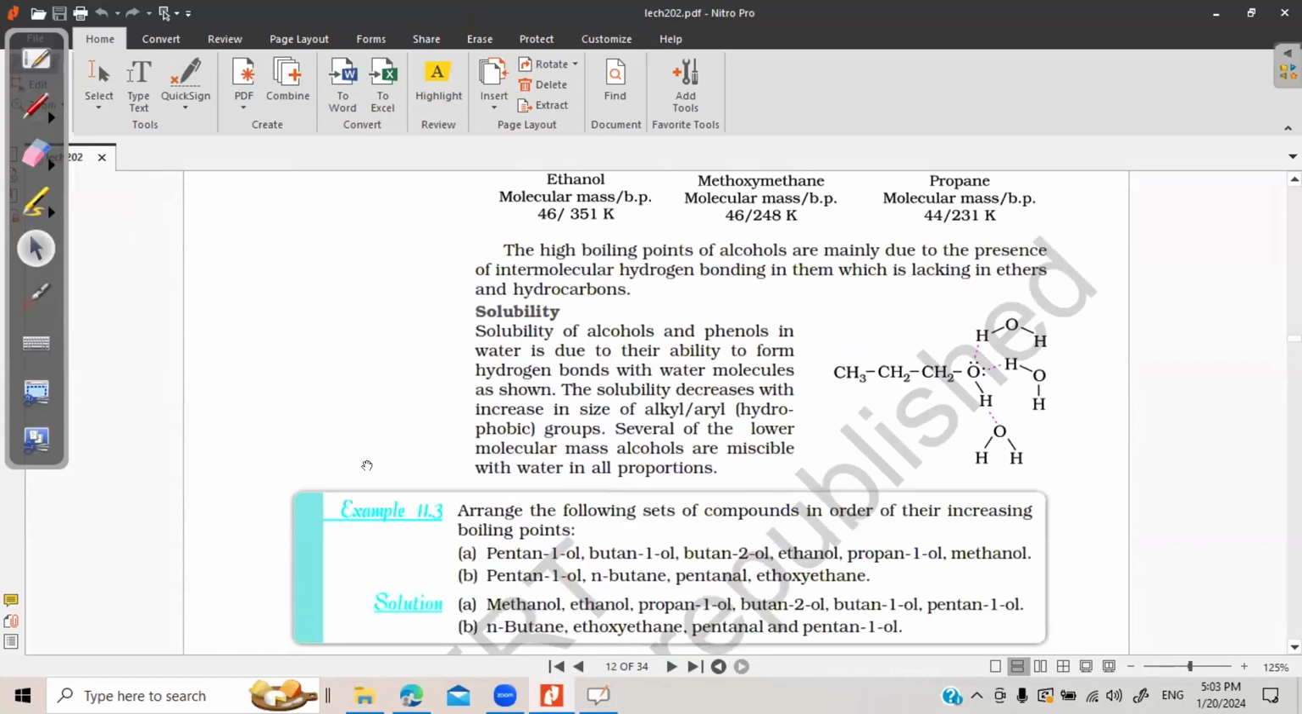Solubility of the phenol is due to the ability to form the hydrogen bond. Phenol is not very much soluble, but yes, it gets dissolved in the water because it is capable of making hydrogen bond, just like the alcohol. Now here you can see the alcohol molecule. This is R group connected with OH. The alcohol is water soluble, but phenol also has quite good solubility in water because of its tendency of making hydrogen bond with the water. So these are the physical properties which are given in the textbook.